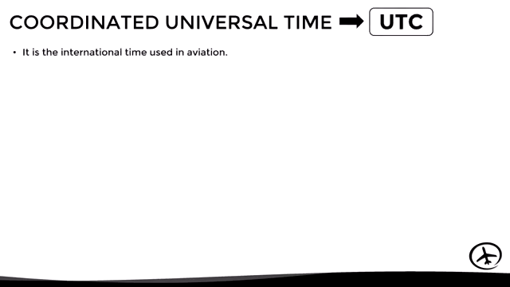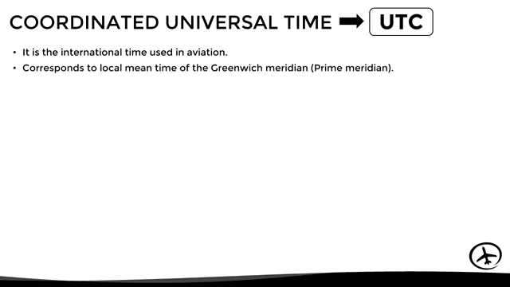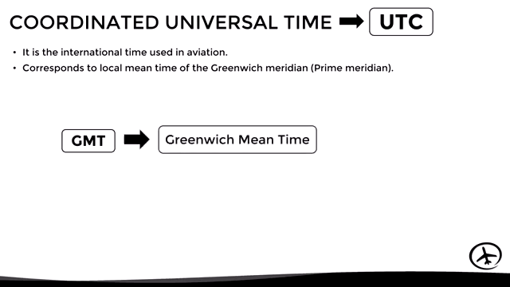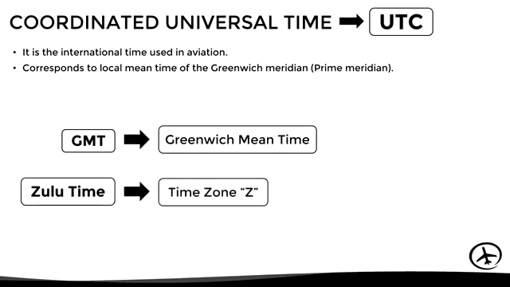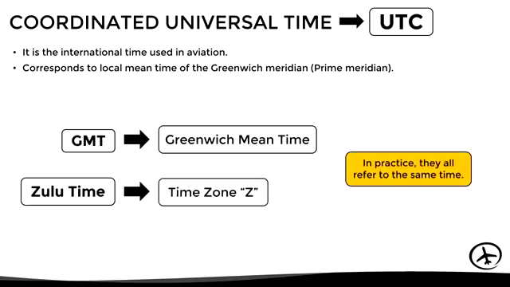Let's now talk about the Coordinated Universal Time, which is abbreviated as UTC. This is the international time used as reference in air operations, and it corresponds to the local mean time of the prime meridian. Other names for this UTC time are GMT, which stands for Greenwich Mean Time, and Zulu time, which represents the time zone Z. However, in practice, they all refer to the same time, so they can be used indistinctively.